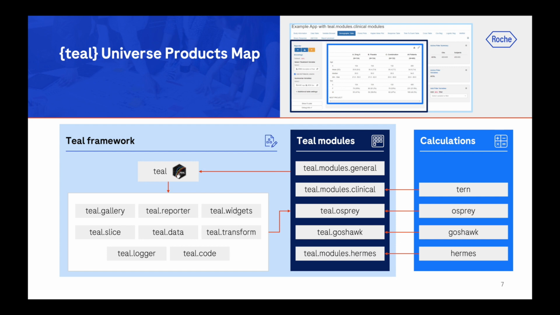module. Teal Osprey, coupled with the Osprey calculation package, are modules specifically designed to analyze early phase clinical trial data that focuses on safety results. Teal Goshawk are modules for analyzing and visualizing laboratory and general biomarker data using the Goshawk package for calculation. And lastly, we have Teal modules Hermes and the Hermes package for standardized processing and analysis of high-dimensional RNA-seq data that require more specialized handling and statistical approach.